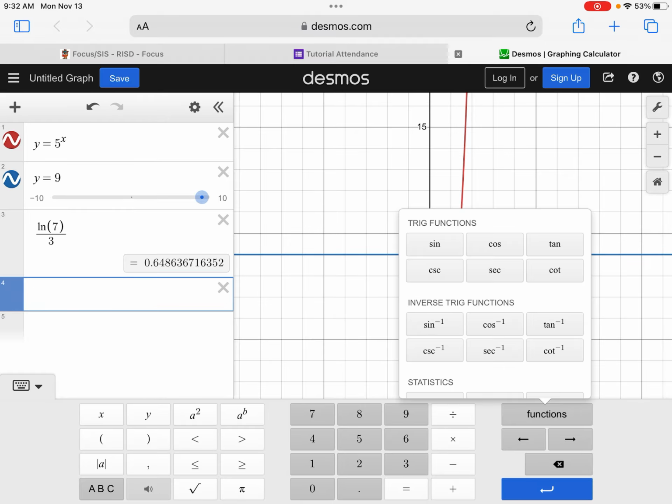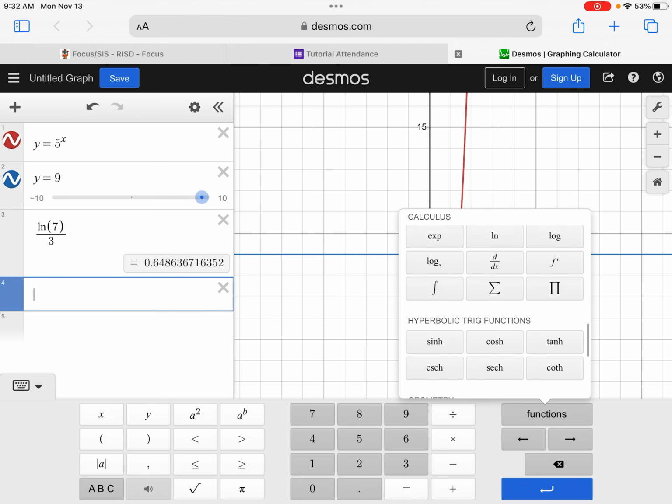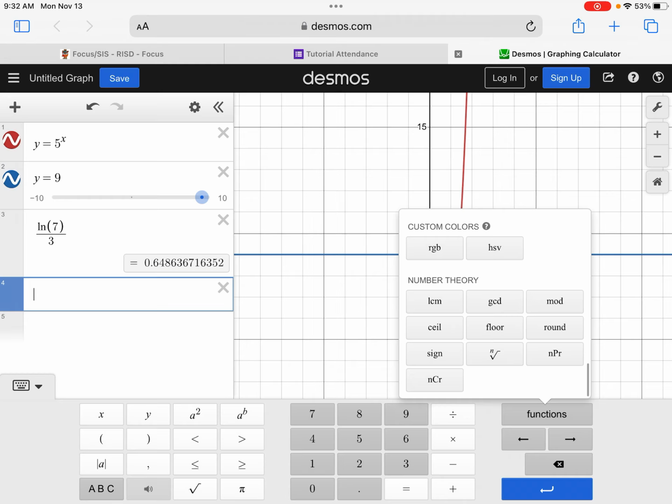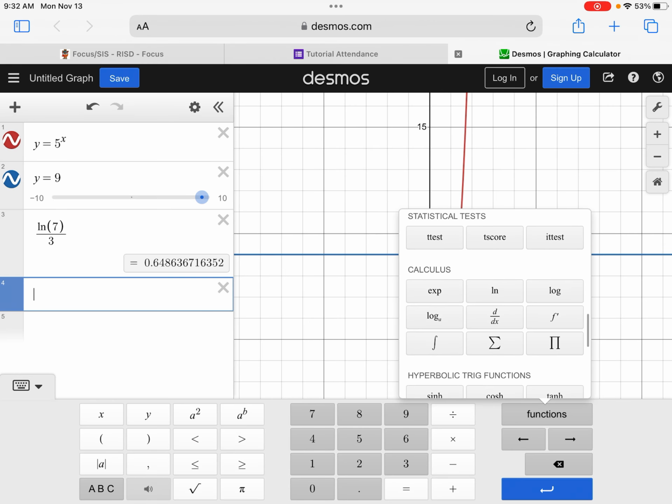E, I don't think is on the functions. I think we have to go to the calculator, go to the keyboard for E. I'm going to check just in case. Where'd those go?